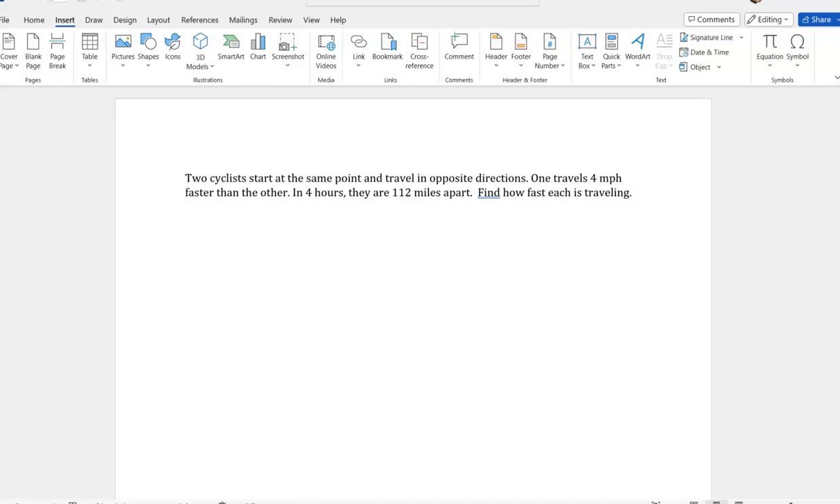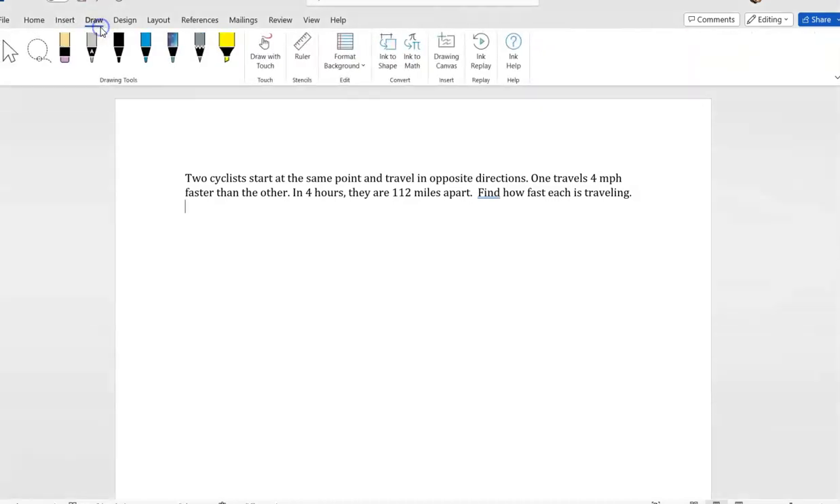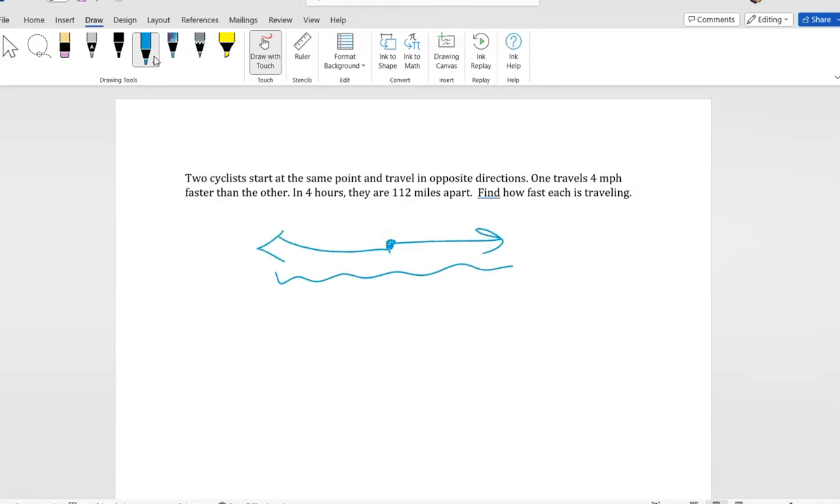Okay, so I'm going to start with a picture. And it's not a very fancy picture, but it's going to help us see what to do. So here's our two cyclists, right? This is where they're starting from. One's going this way and one's going this way. So then between them, they've gone 112. And this is going to matter.